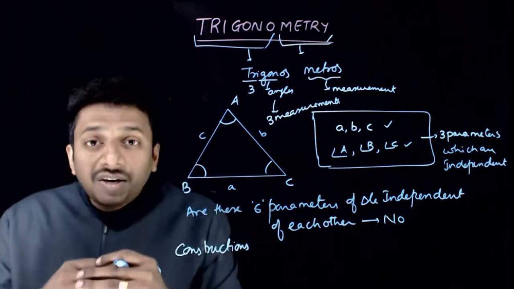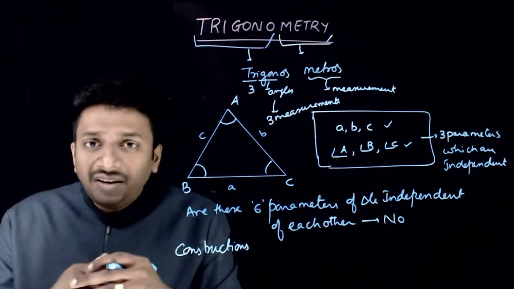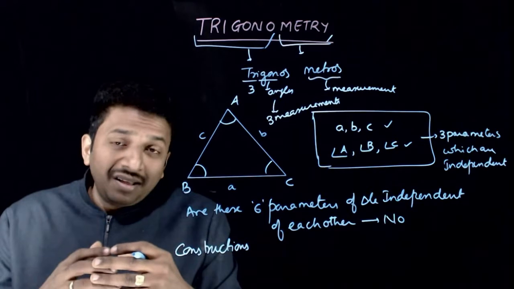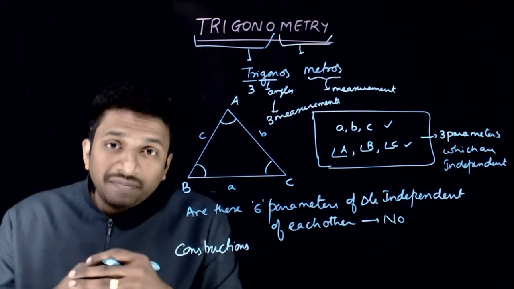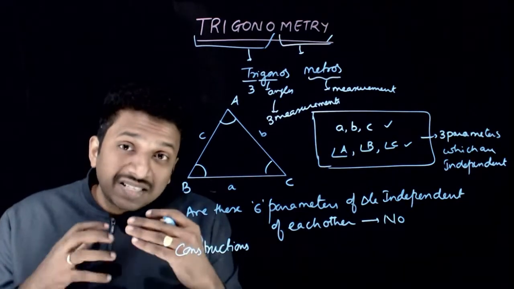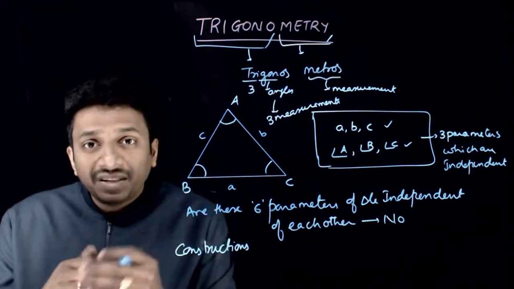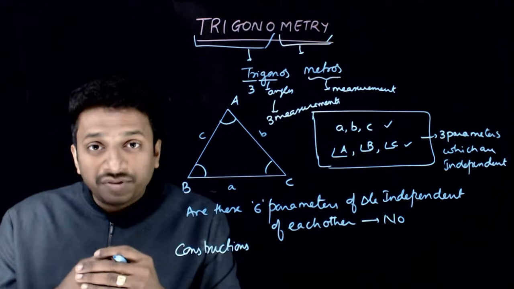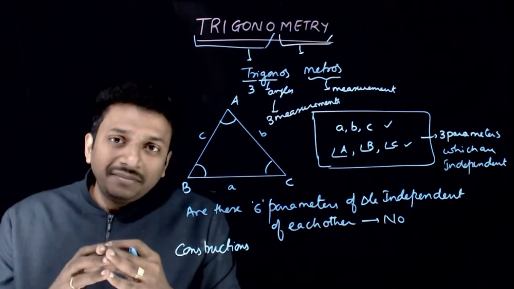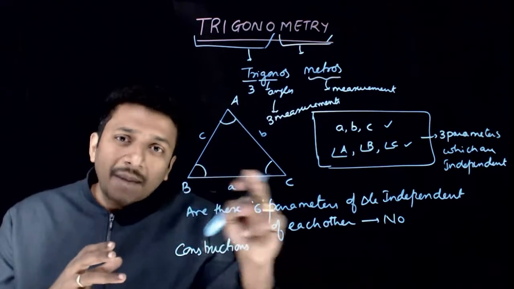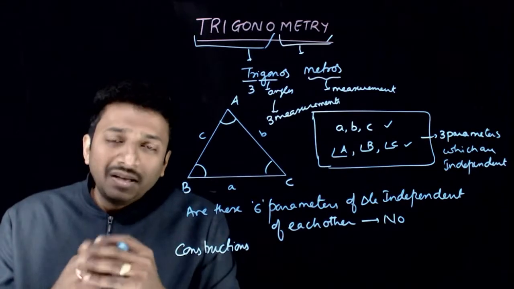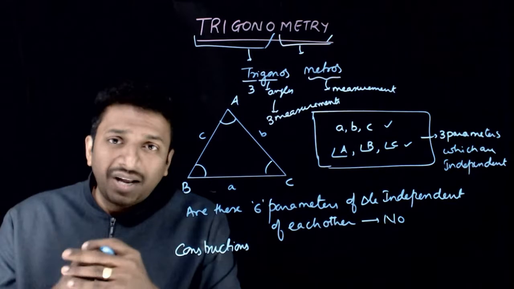So trigonometry in general deals with a general triangle, a scalene triangle, right? But that's not where we start. Trigonometry doesn't start with the scalene triangle, it ends with the scalene triangle. That's the complete form of trigonometry. But in the starting, observing a scalene triangle looks somewhat difficult. So initially we start with a simple triangle.